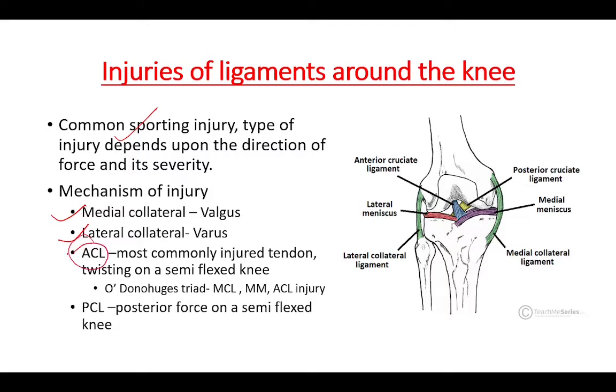The anterior cruciate ligament, which you can see here in blue, is injured after twisting on a semi-flexed knee. O'Donoghue's triad includes injury to the medial collateral ligament, the medial meniscus, and an ACL injury. The posterior cruciate ligament is injured when a posteriorly directed force is acting on a semi-flexed knee.